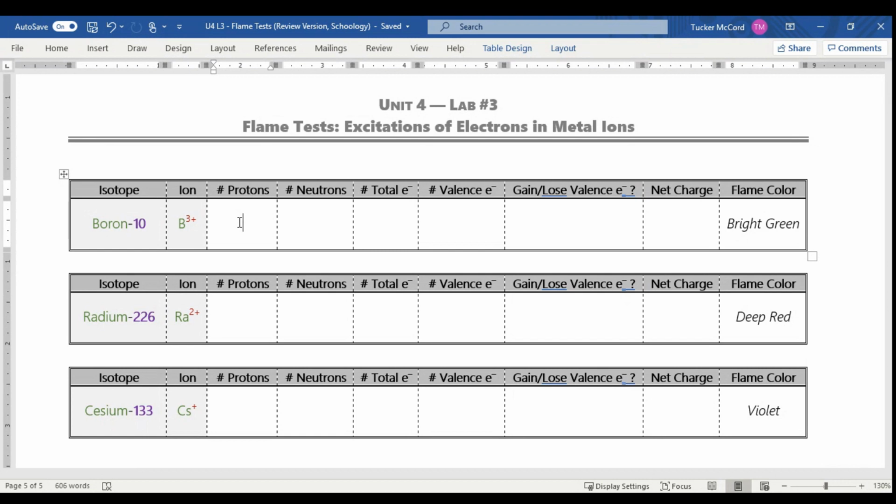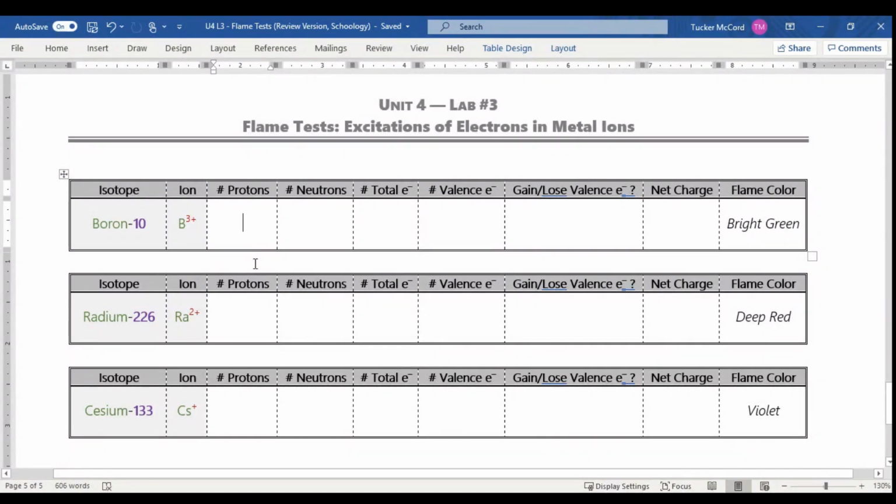So I'm going to give you some examples of what you might have to answer on the lab, aside from just testing the chemicals and seeing what their flame color turns out to be. So first up is boron. Our isotope is boron 10. That means it's got a mass number of 10. It's got 10 protons plus neutrons.